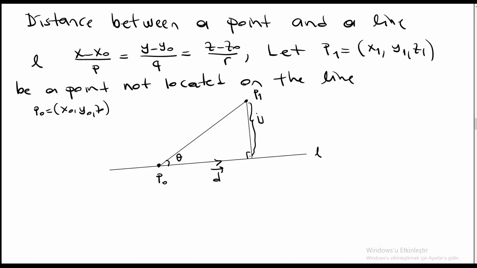So first, sine of theta will be u over P sub 0 P1. So this is the hypotenuse. This is the opposite side. So this will be sine of theta. So from here, our distance u will be P sub 0 P1, this length, times sine of theta.